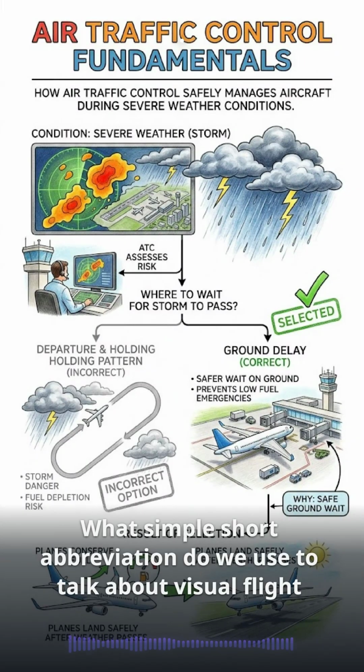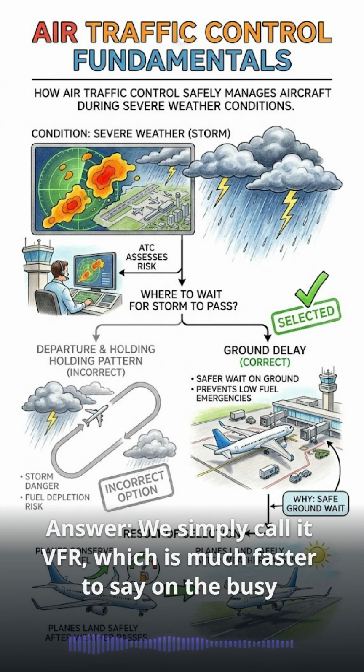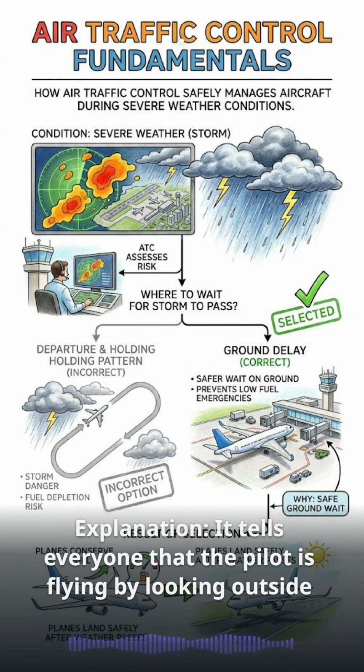59. What simple short abbreviation do we use to talk about visual flight rules on the radio? We simply call it VFR, which is much faster to say on the busy controller radio. It tells everyone that the pilot is flying by looking outside at the sunny blue sky.